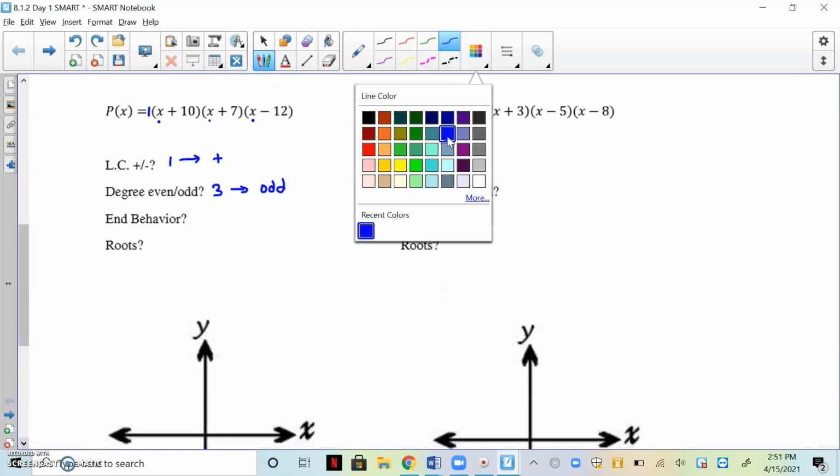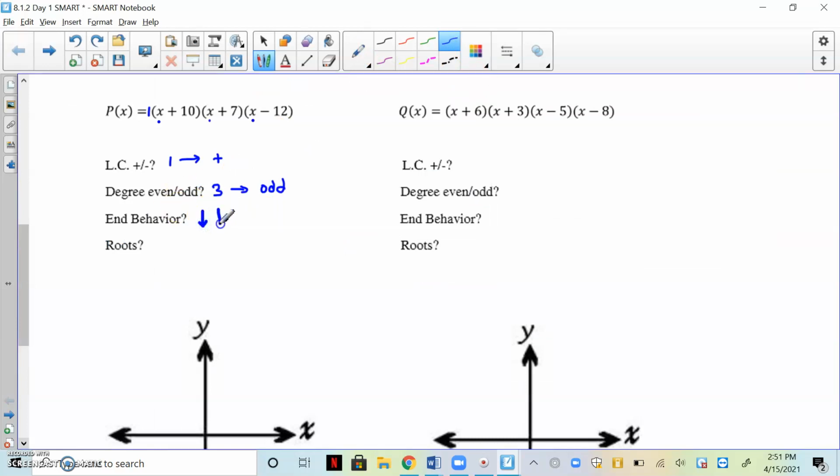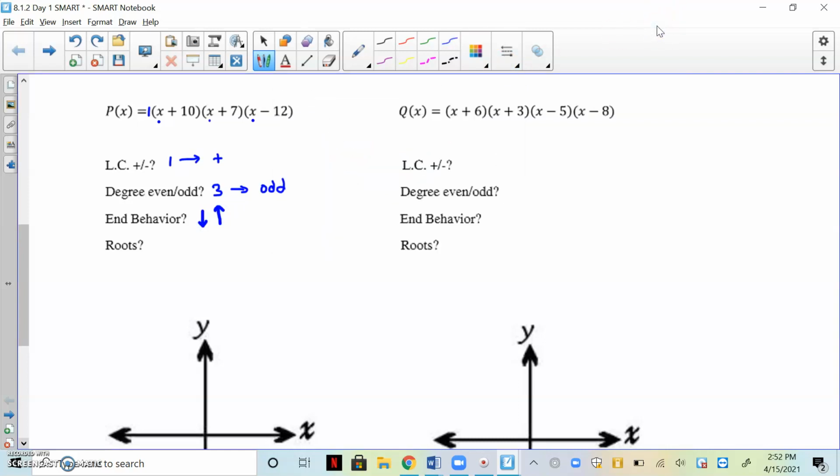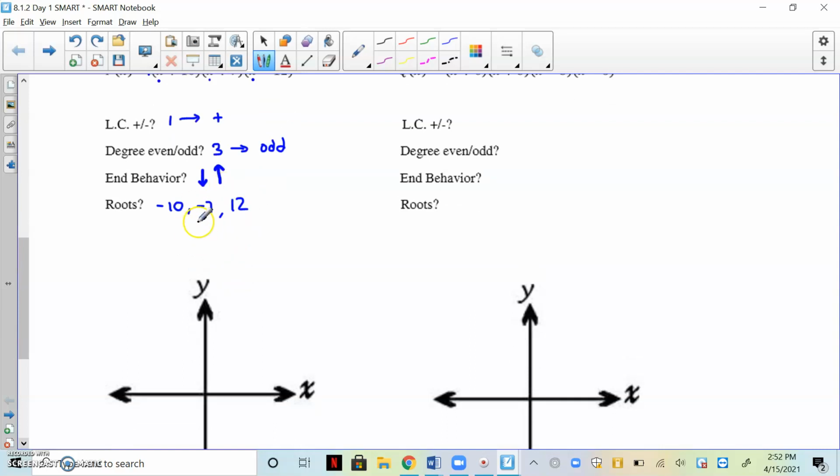Let's go back to blue. Ooh, it got thick again. All right, so that's my end behavior. And the next thing we want to know is the roots. For roots, we want to look at these factors and take the opposites of the numbers inside of them. It's kind of like if we were solving and setting it equal to 0. So x plus 10 is going to give us a root of negative 10. x plus 7 will give us a root of negative 7, and x minus 12 will give us a root of positive 12.